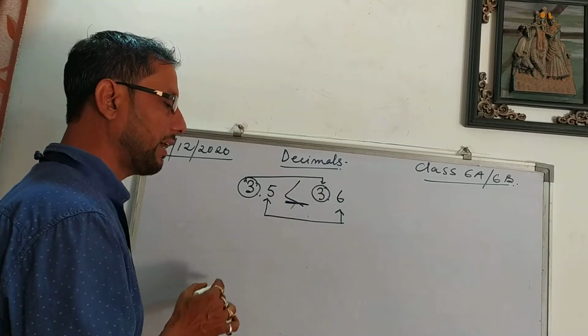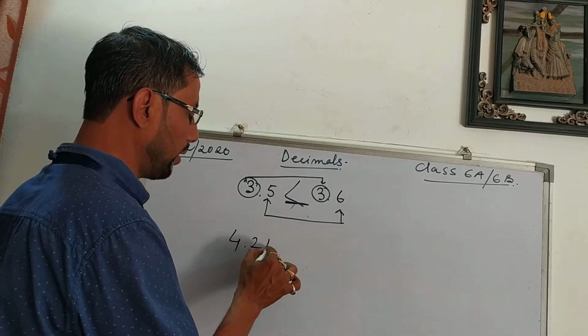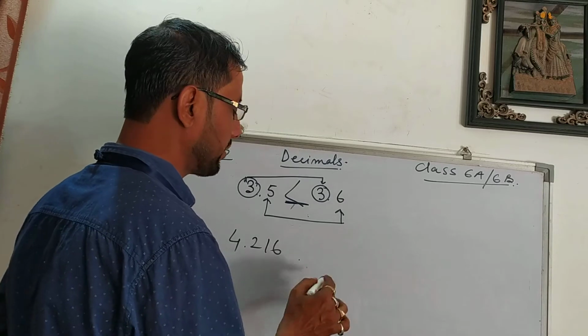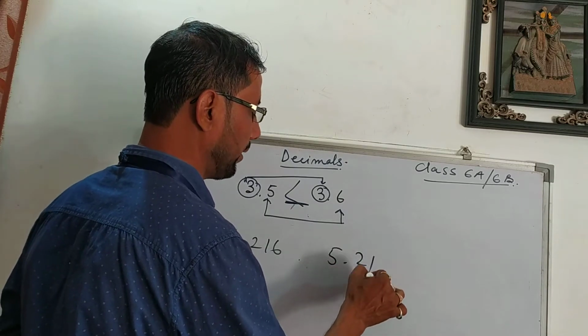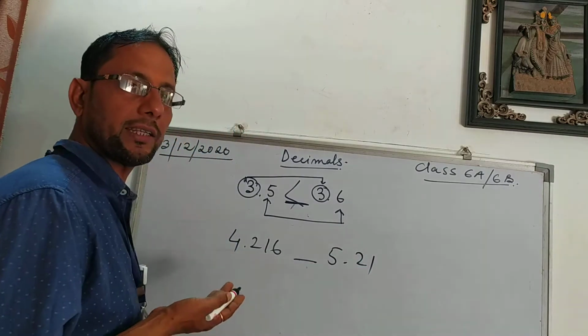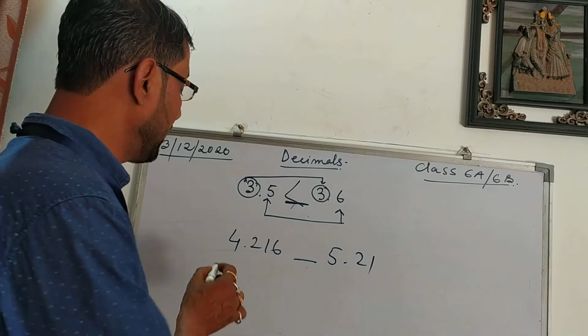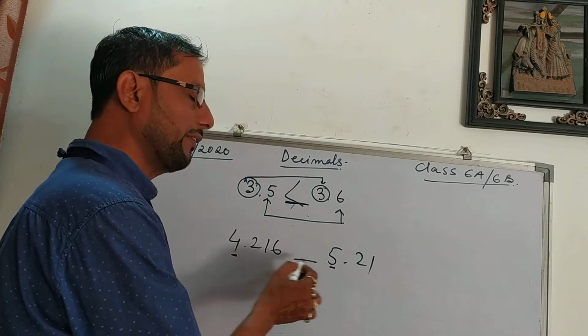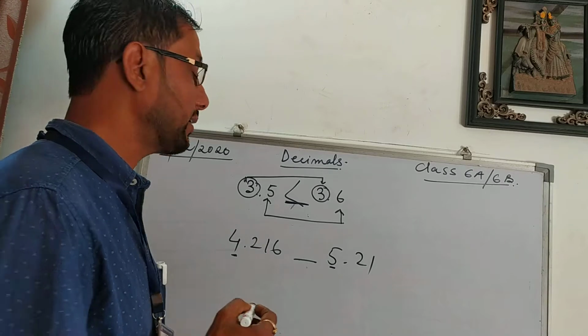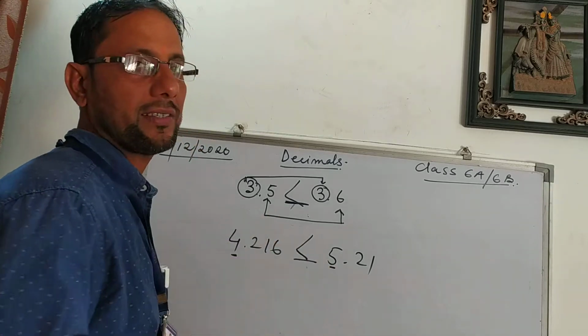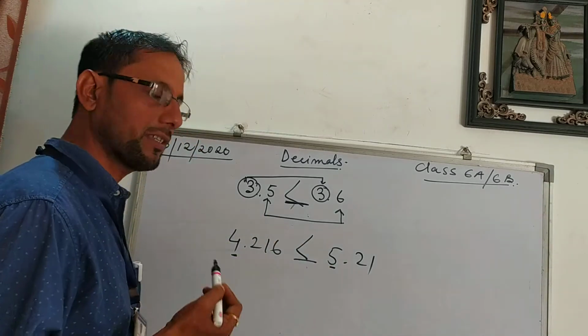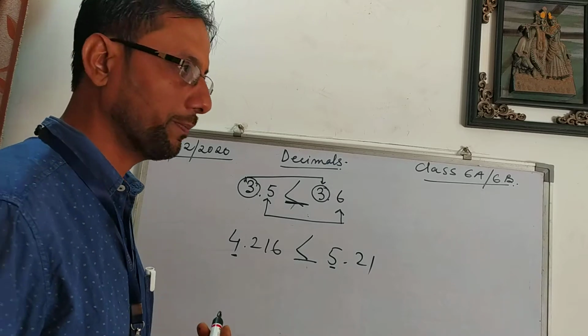Suppose one more example I am giving you, 4.216, and another, suppose 5.21. Obviously, by looking at the numbers only, we can say that here it is 4, here it is 5. Directly, we can say that 5.21 is greater. So students, this is very simple and you have done it in the previous class also.